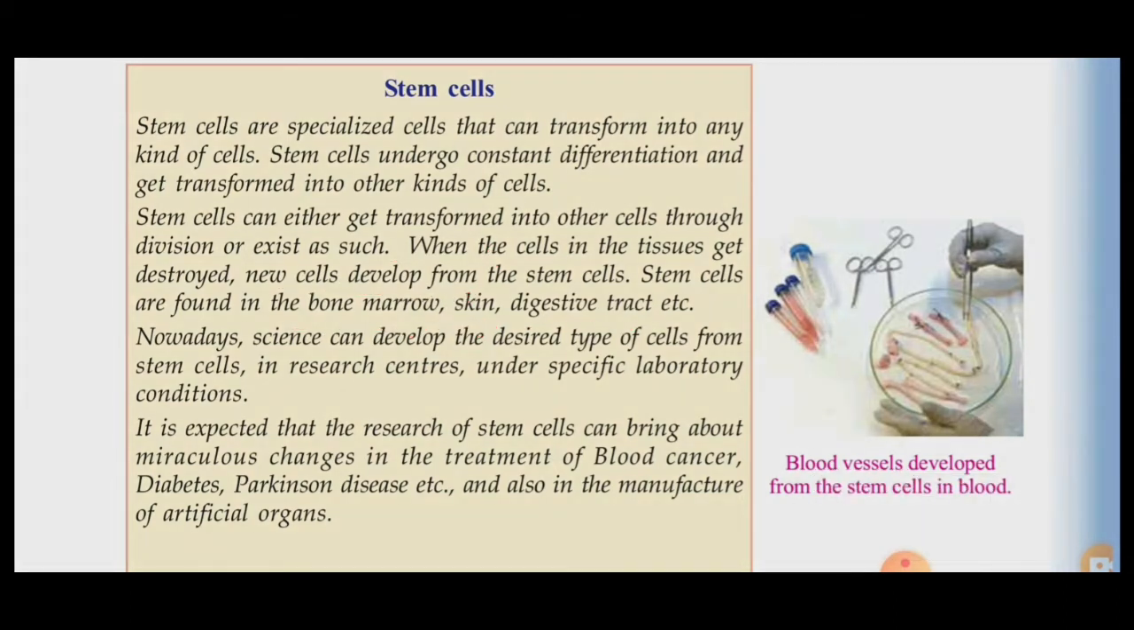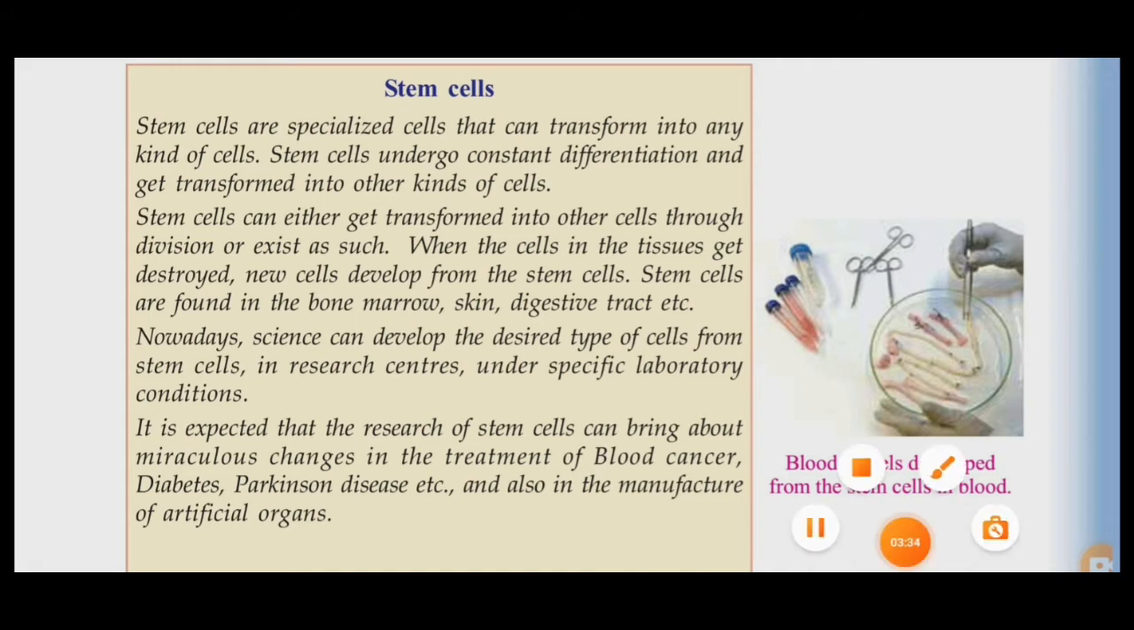Nowadays, science can develop the desired type of cells from stem cells. Any type of cell can be developed by science from stem cells in research centers under scientific laboratory conditions. From the house we cannot, but in the research labs under specific conditions it can be made. It is expected that stem cell research can bring about miraculous changes in the treatment of blood cancer, diabetes and Parkinson disease, and also in the manufacture of artificial organs.